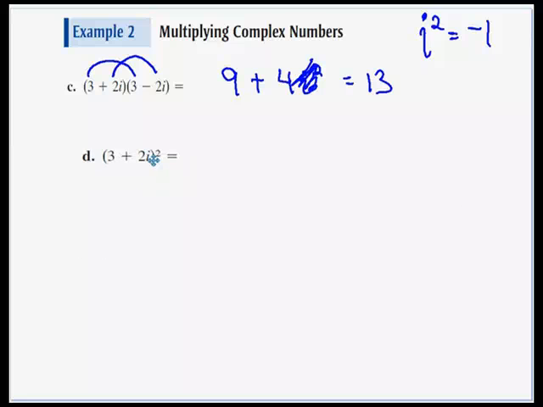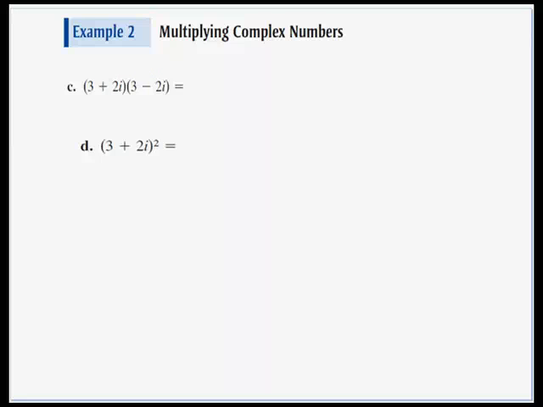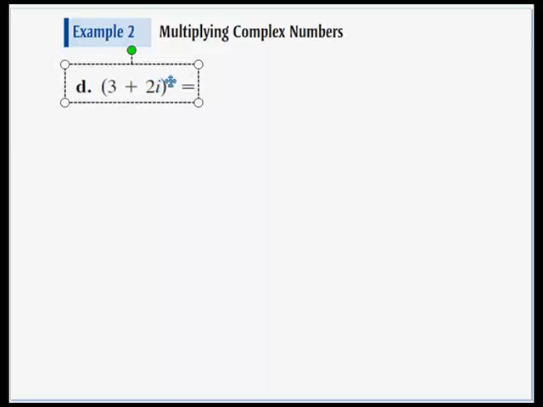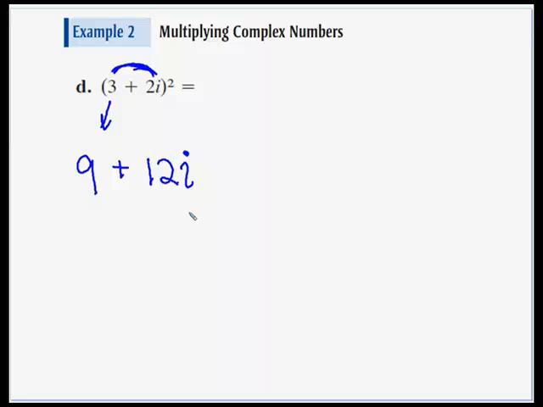Aha. Now this one, it is a quantity squared. So you could write it out twice and FOIL it, and there's nothing wrong with that. You'll get the right answer if you do that properly. Or we could do the shortcut. First term squared is 9. This is a plus, so our middle term will be a plus. We multiply these two together and double it. 3 times 2 is 6i, and we double that into a 12i.